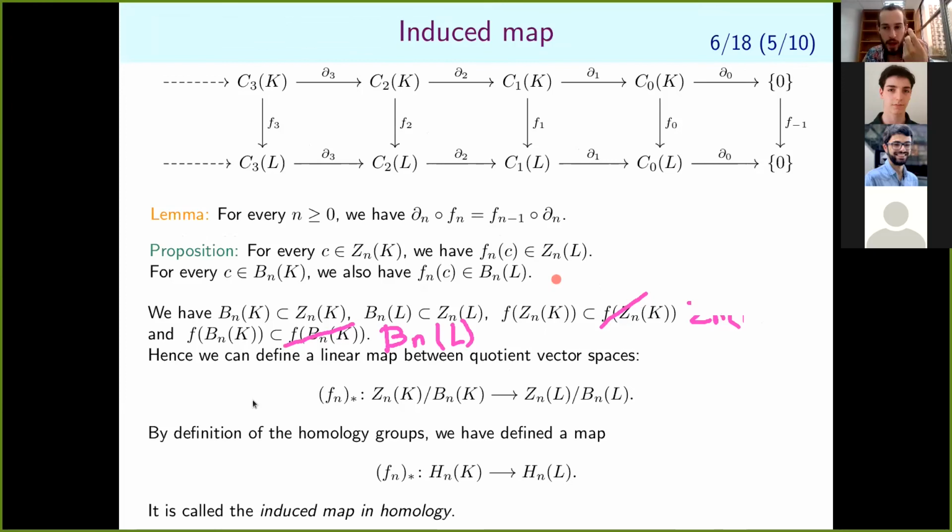But when we have such a map that sends a subspace to another subspace, in algebra, we can use a theorem that allows us to define a map between the quotient spaces. Okay, I can define a map Fn star between the quotient of the cycles by the boundaries of K, and this map goes into the quotient of the cycles by the boundaries of L. Okay, but the quotient of the cycles by the boundaries is exactly the homology groups. This is how we defined them. So actually, this map Fn star is a map between homology groups. Okay, so we define here a map between the homology groups of K and of L.